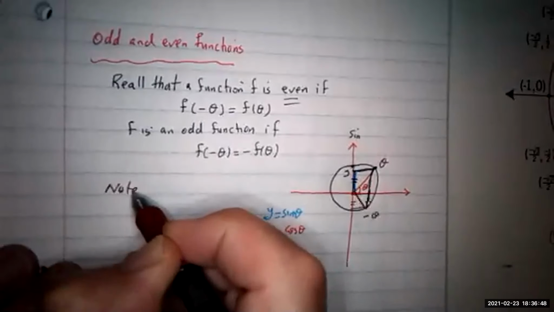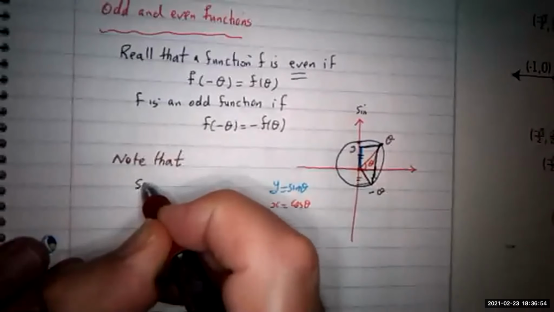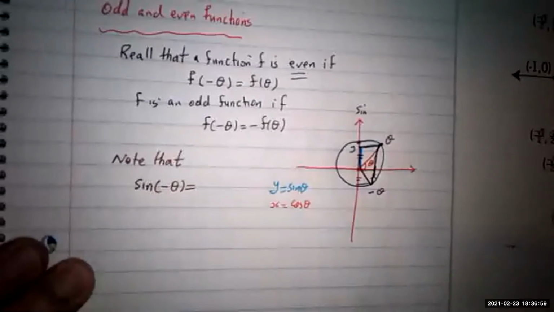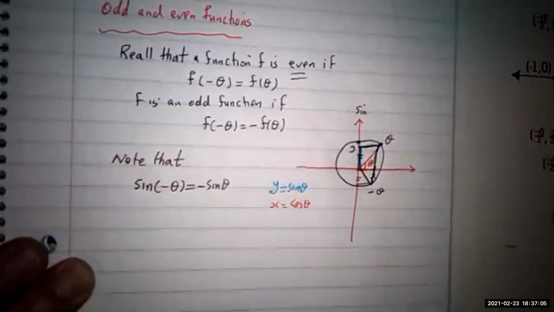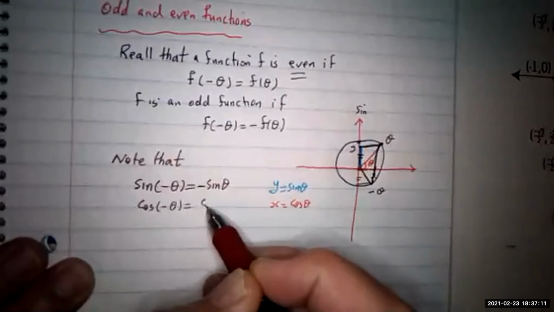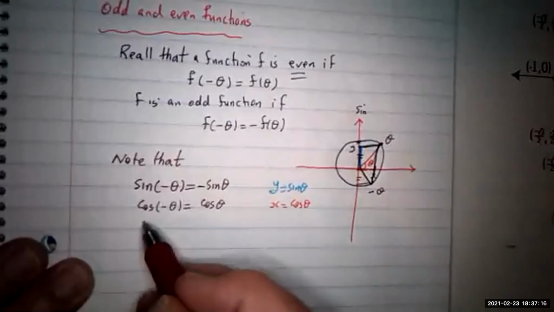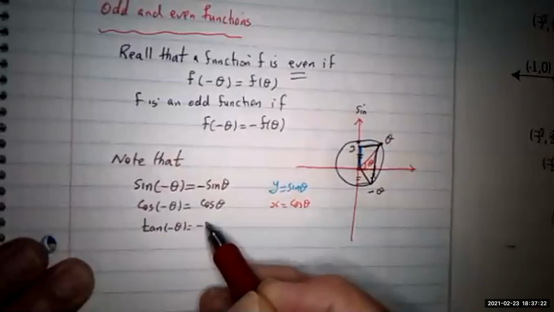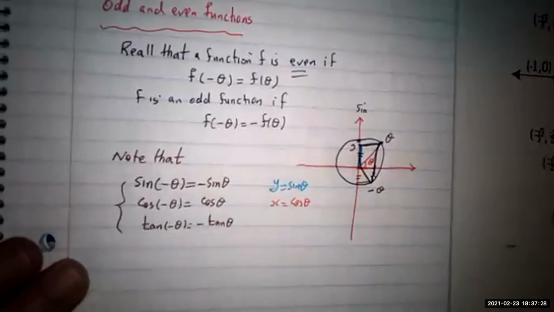Note that this is very useful for applications. So if you consider the sine of the negative theta, sine is the y-axis, you go up and down, so it's going to be negative sine of theta. But the cosine of the negative theta and the cosine of theta are the same. You know that for the tangent you divide, so the tangent of the negative theta is going to be negative tangent of theta.